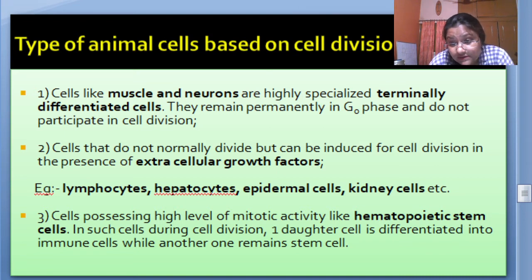In contrast to this, the third type of cells have a high level of mitotic activity, like hematopoietic stem cells, because our body needs new RBCs every now and then. So these kinds of cells show very high mitotic activity. In such cells, during cell division, one daughter cell is differentiated into immune cells, while another one remains the stem cell. One cell will remain a stem cell, and from that cell, all the cells will proliferate.